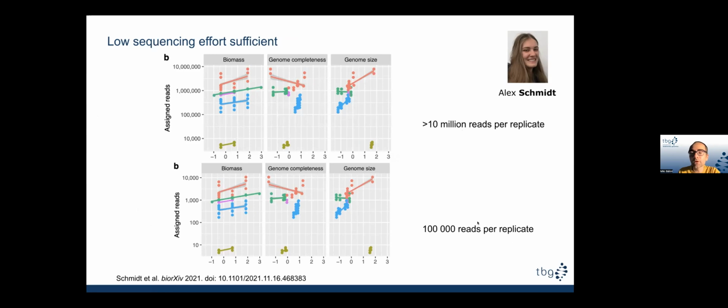So we downsampled the replicates about 100-fold to only a couple of thousand reads, and we basically see exactly the same pattern. So this is very good news. Basically, if we are interested in taxonomic identification with metagenomics, we can go with fairly low sequencing effort. This effort is not much higher than for metabarcoding.